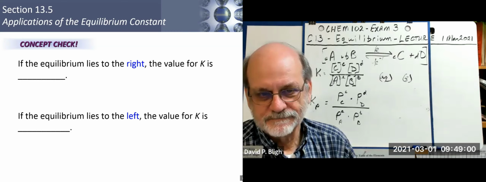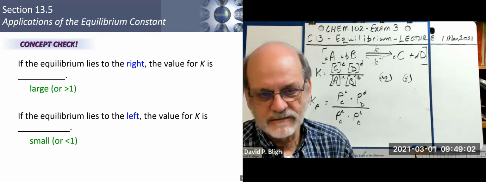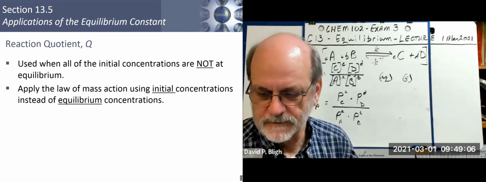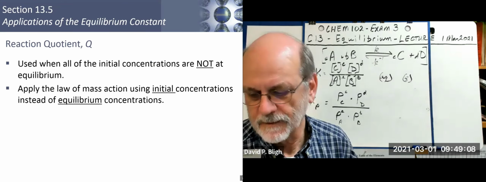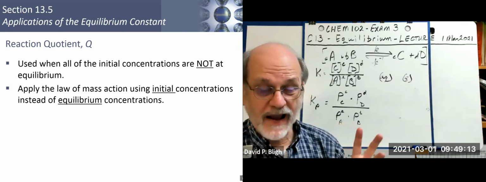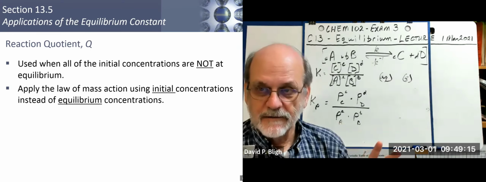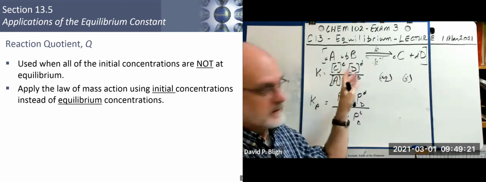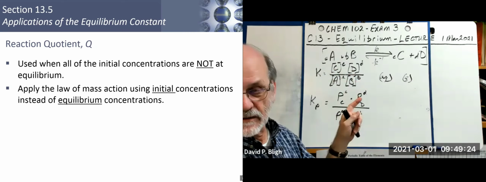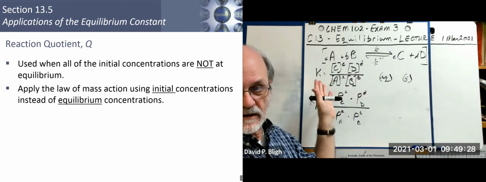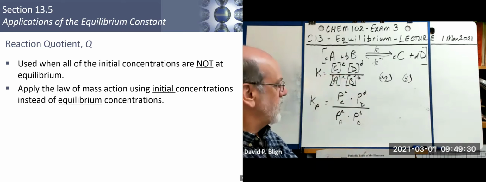Okay, just a rehash. Now, I mentioned earlier the use of square brackets for the equilibrium position. If we calculate this value with non-equilibrium concentrations, then we're not calculating K. We give it a new letter. We call it a Q.